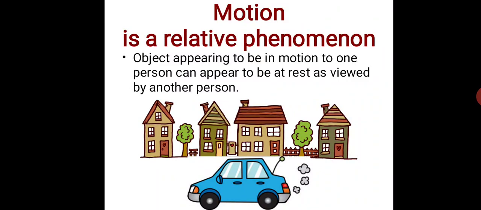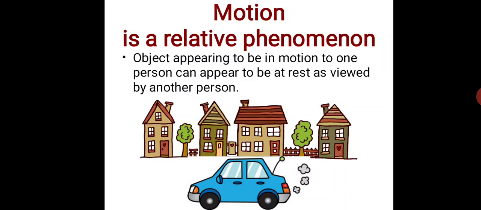This motion is a relative phenomenon. What does this relative phenomenon mean? An object appearing to be in motion to one person can appear to be at rest as viewed by another person. How can we say this? I will give you an example. Listen now, children.